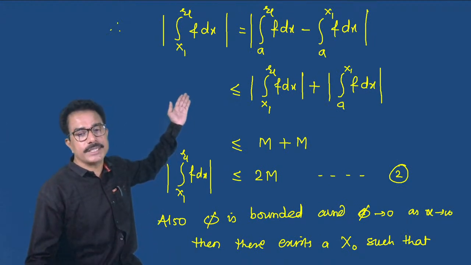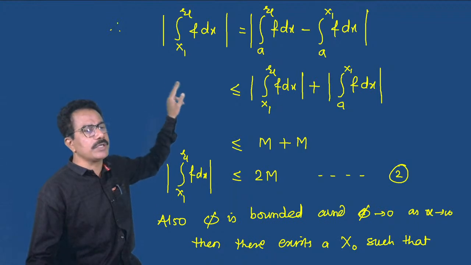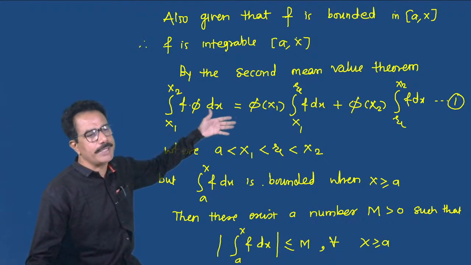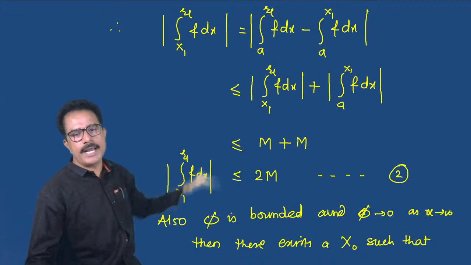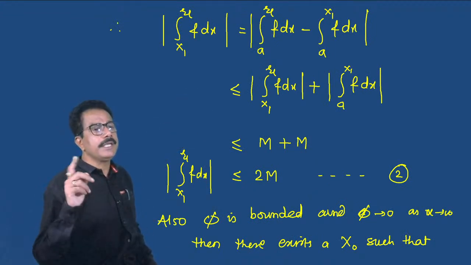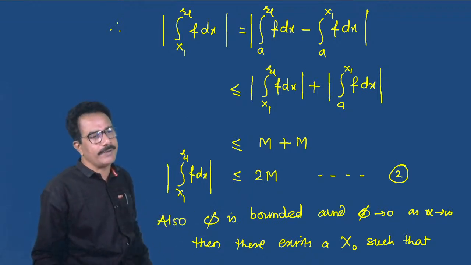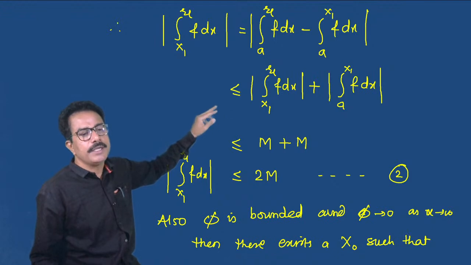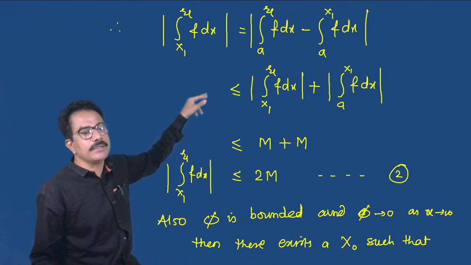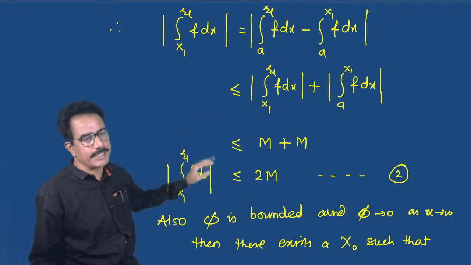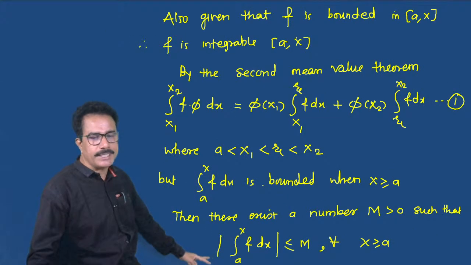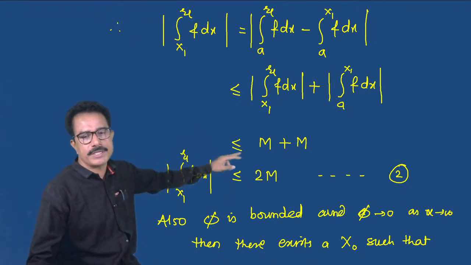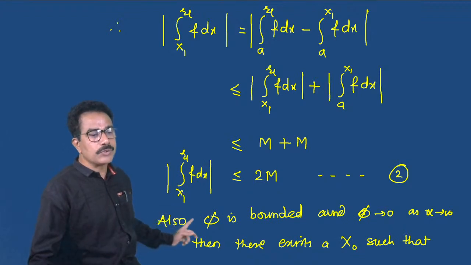Now we consider the modulus of the integral from x1 to xi of f dx, because we have to put the value of x1 to xi in equation 1. So the modulus of the integral from x1 to xi of f dx equals the integral from a to xi of f dx minus the integral from a to x1 of f dx, which is less than or equal to the separate moduli, the integral from a to xi plus the integral from a to x1, which is less than or equal to M, because we have considered the integral from a to x of f dx less than M. So this is less than or equal to M plus M, which is less than or equal to 2M.